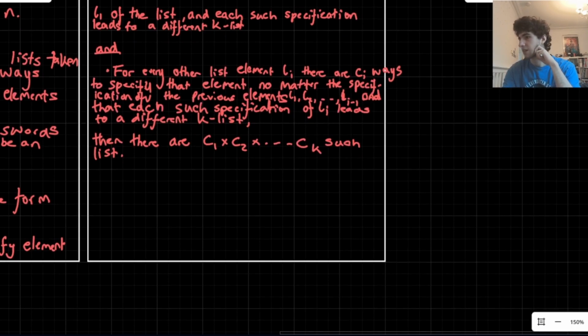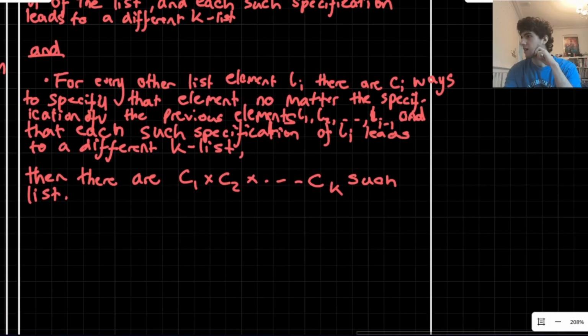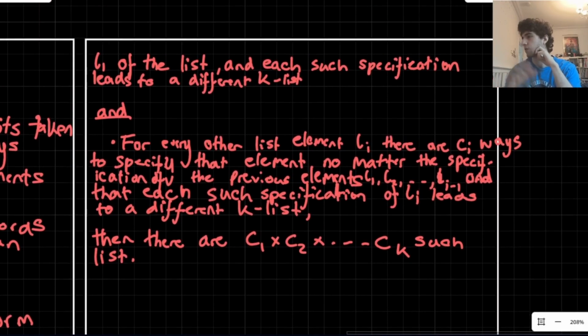And effectively, if there are cases where there are two options for the third character and cases where there is one, then you can't use the product principle. Also make sure that each different option for some character gives you a different k-list. So just make sure that all of those things are true, and if they are, then you can use the product principle.